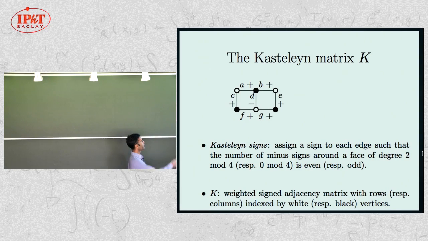So let's look, for example, at this square face. You have 1 minus sign around it, which is odd, so it's fine. Same for this one. And then you may claim that there's also the outer face here of degree 6, and there are 0 minus signs, so it's fine too. Actually, you just need to check that the Kasteleyn sign condition is satisfied on each bounded face, and then it will automatically be satisfied on the outer face. So Kasteleyn showed that any graph carries a Kasteleyn signing, but these Kasteleyn signs are not unique in general.